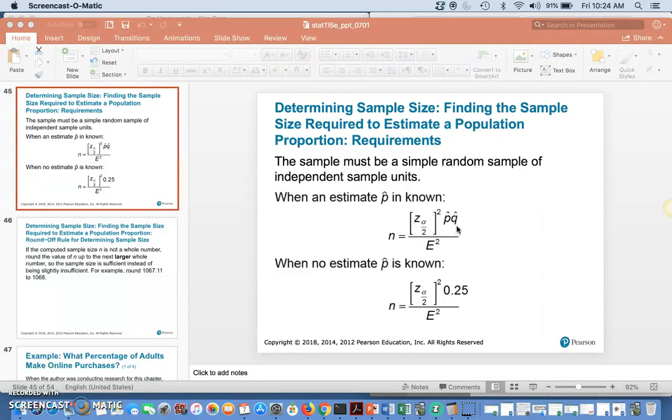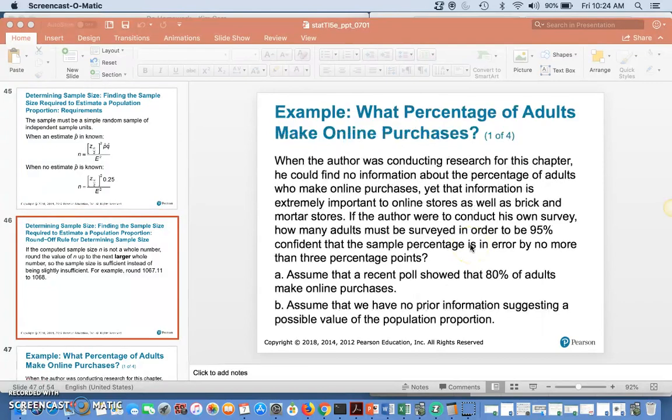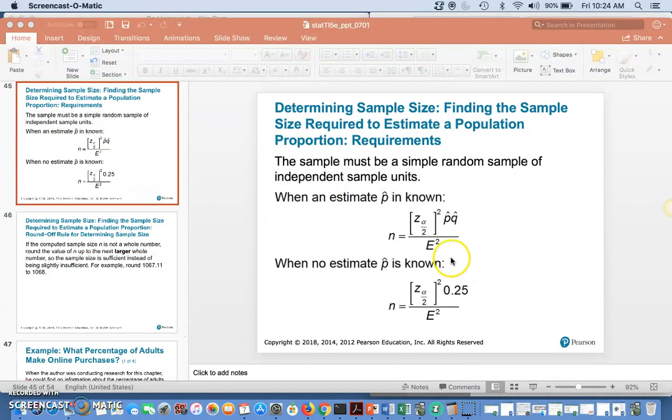What is q hat? Q hat is 1 minus p hat. So if p is 0.8, q is 0.2. E is your margin of error, and that is squared. And it says when no estimate of p is known, you use 0.25. And what that comes from is that you let p be 0.5, and then q is 1 minus 0.5, which is 0.5, and 0.5 times 0.5 is 0.25. So if you don't really know a previous estimate for p hat, you just use 0.5, which turns this p hat times q hat into 0.25.